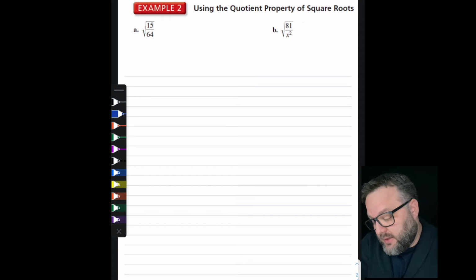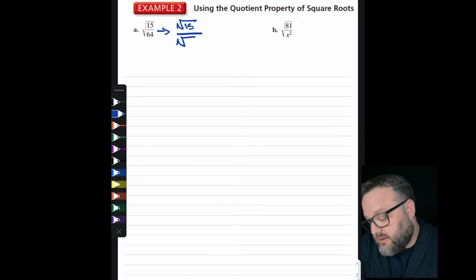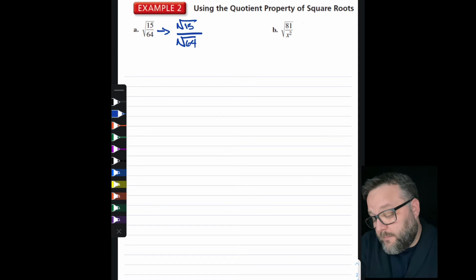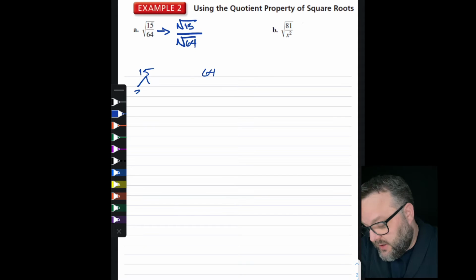What we need to realize is we first need to separate the idea that the square root of 15 divided by 64 is the same thing as the square root of 15 divided by the square root of 64. Now, with this, I'm going to factor out 15 and I'm going to factor out 64. 15 is 3 times 5, so I'm done. There's nothing I can factor out there. But 64 is the same thing as 8 times 8.